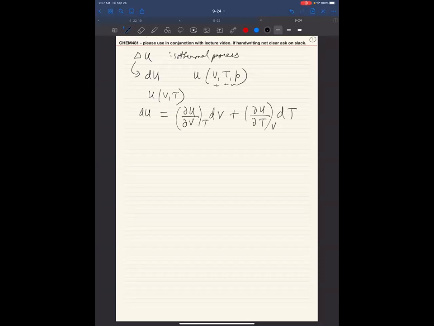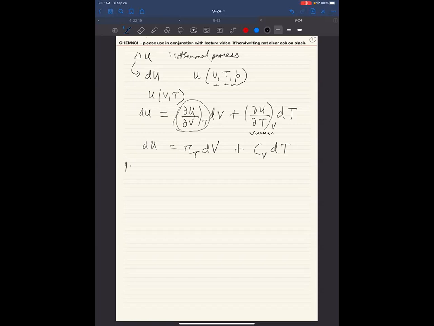This second term, partial U by partial T at constant V, we saw is equal to the heat capacity. This is CV, heat capacity at constant volume, multiplied by dT. And this first term, partial U by partial V at constant T, has a name. We call it internal pressure, pi T, because it's at constant temperature, multiplied by dV. So the question Andrew asked is, why is it 0 for an isothermal process?